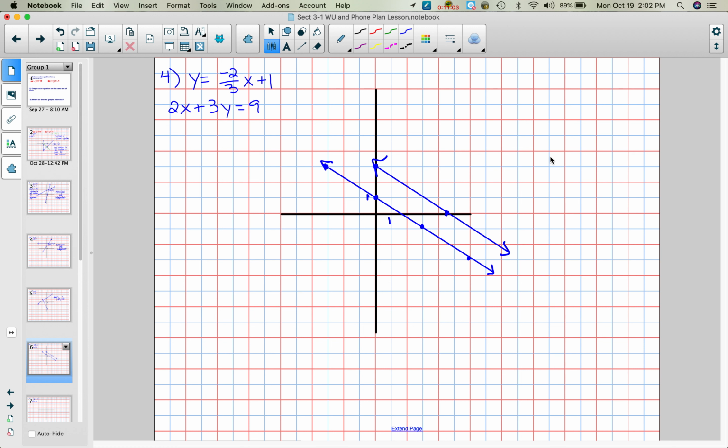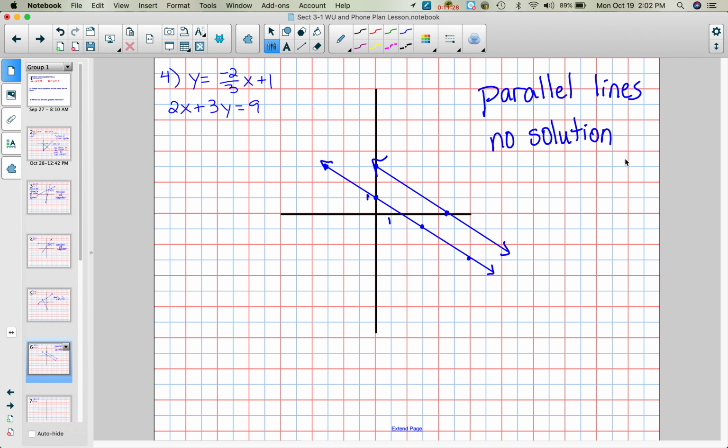Notice here that the lines don't cross. We have parallel lines. Now, I would have noticed this if I would have solved this for y, I would have had the slope was negative 2/3, and you would see that you had the same slope. Remember, parallel lines have the same slope. So these don't cross, which tells me there is no solution. Remember, the solution is where the two lines would intersect.